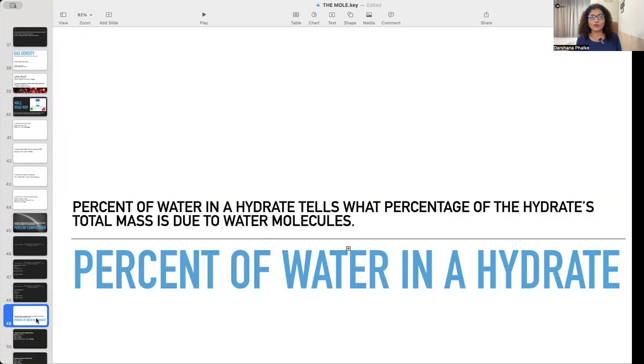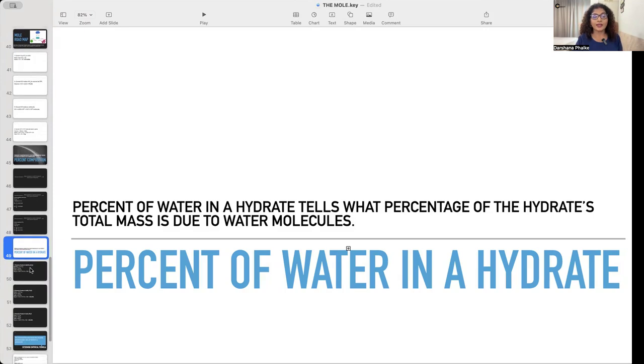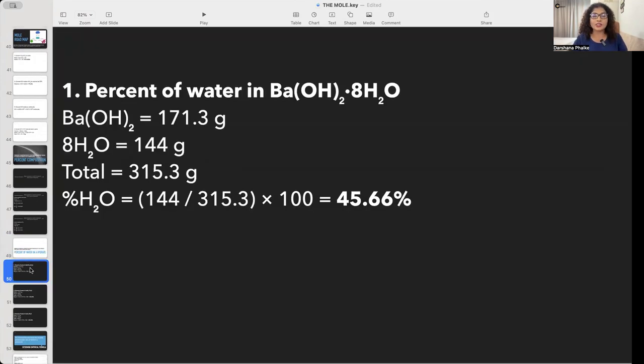What is it when you have to find the percentage of water in a hydrate molecule? Once again, it is a hydrated crystal. So every crystal has its own water of crystallization.